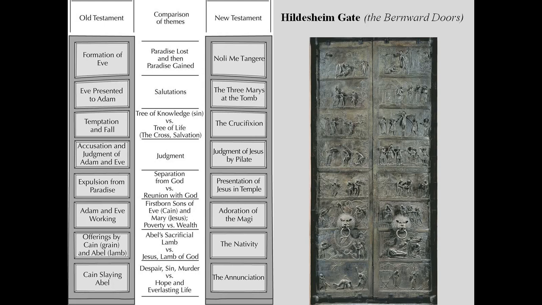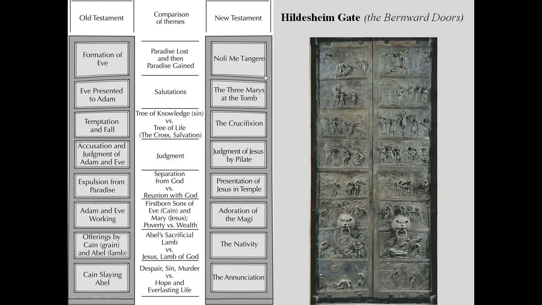The Bernward doors depict scenes from the Book of Genesis on the left door, as I have already mentioned, and these scenes are arranged in parallel to the scenes from the Gospel. The scenes are organized in a way to create story parallels. So, for example, the creation of Eve is compared to Noli me tangere, like the symbol of paradise lost and then paradise gained.